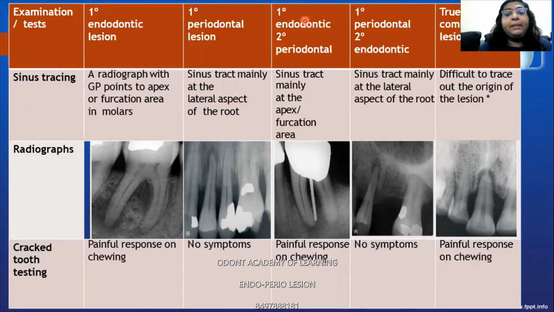In the case of a primary endo and a secondary perio lesion, the sinus tract is seen mainly at the apex or at the furcation area.